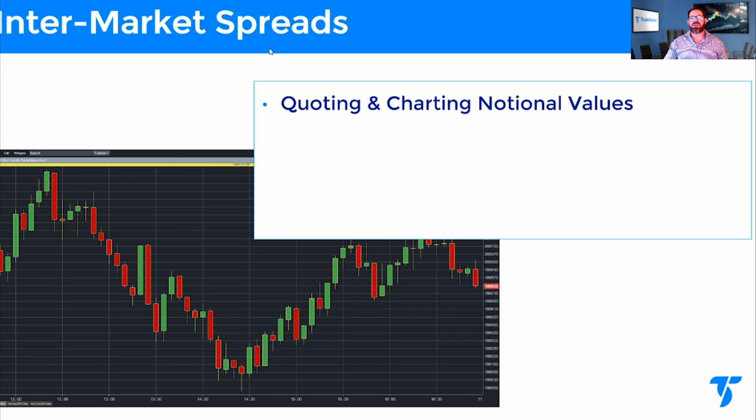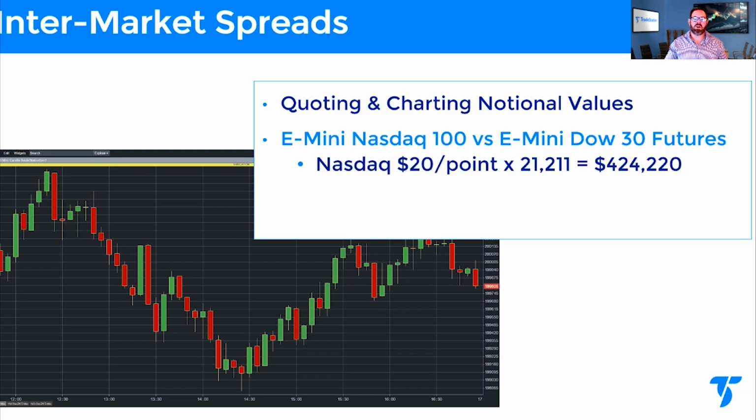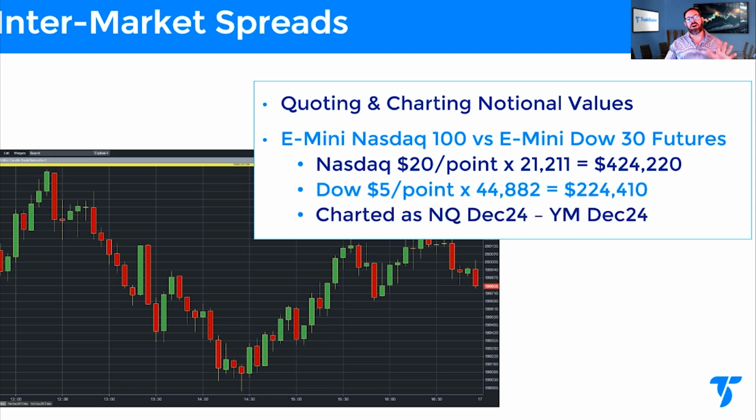Okay, so quoting the intermarket spreads, we want to use the notional values rather than the market values that you see on a chart. So let's say we're comparing the E-mini NASDAQ 100 versus the E-mini Dow 30 futures. Well, if you take a look at the NASDAQ 100, that has a $20 per point value. And let's say the market shows right now 21,211 on the index. That one NASDAQ 100 futures contract is worth $424,220. However, the Dow is only $5 per point.